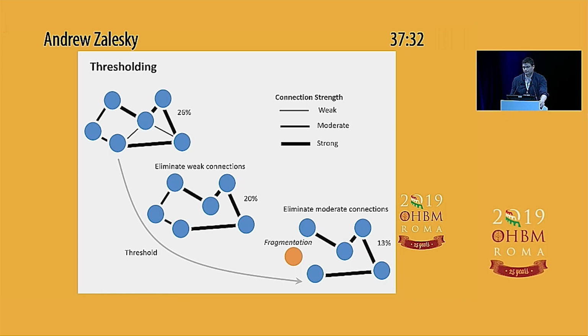We can then go a step further and perhaps remove both the weak and the moderate connections, so our resulting network only comprises the strongest connections. What you can see happen here is that one of the nodes has become disconnected or fragmented from the network, and this can cause problems when we go on and compute our network measures or do further analyses on the network. It's also probably not biologically plausible. So there's good reason to ensure that our graph remains fully connected when we perform thresholding.